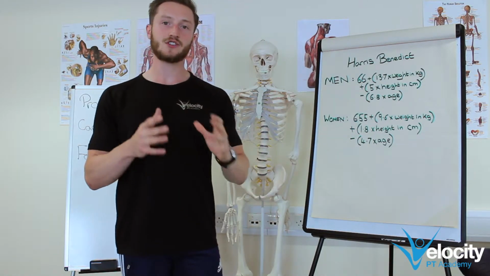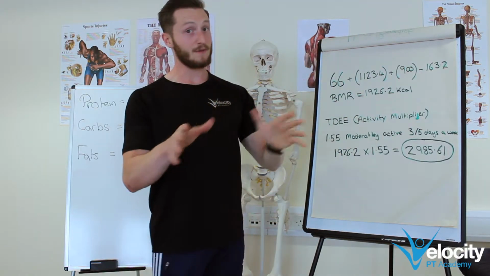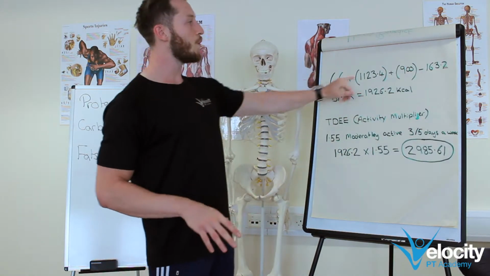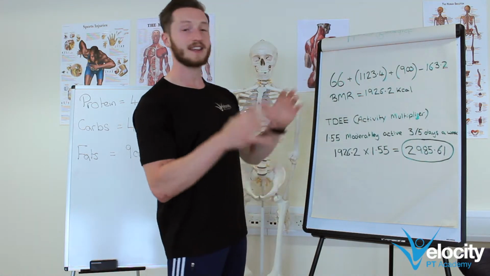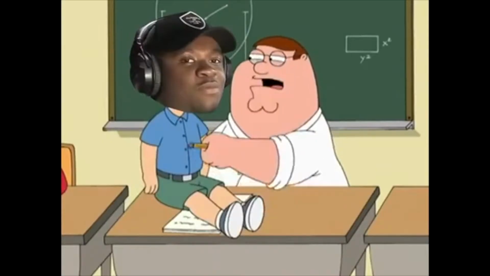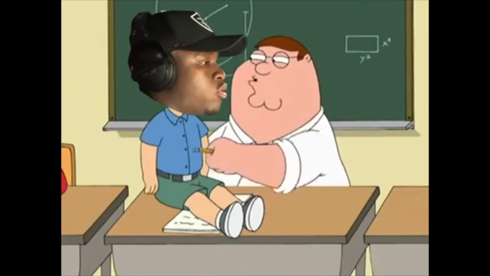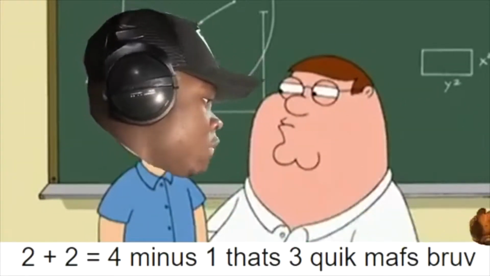So just to show you a quick example of how that works, I've done it for myself here. Before I run through it, I'll just give you a little bit of a tip. Work out your brackets first. Work out those little equations in your brackets first, and then put your numbers into the brackets. Makes life a hell of a lot easier. Come on, do math. 2 plus 2 is 4, minus 1, that's 3, quick maths.